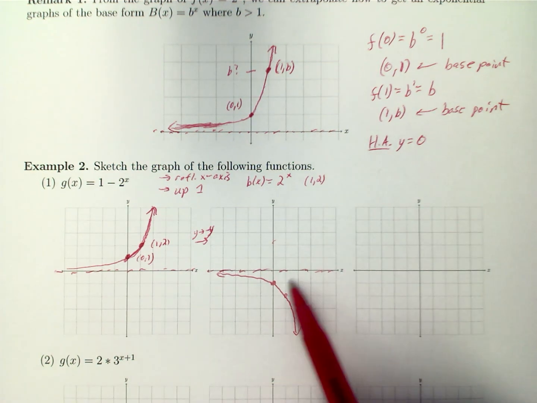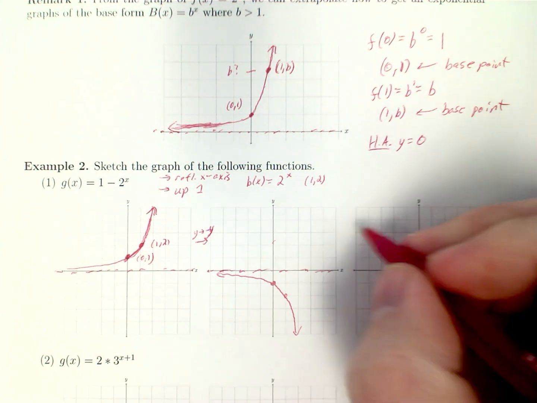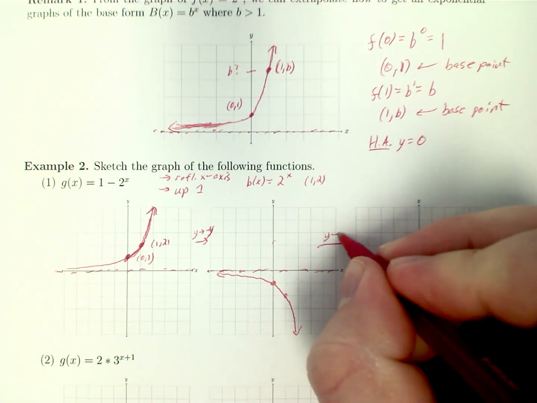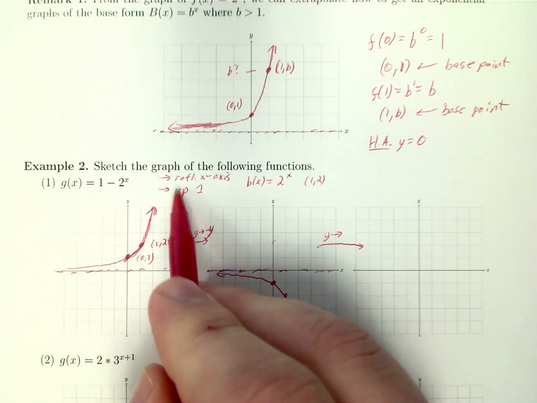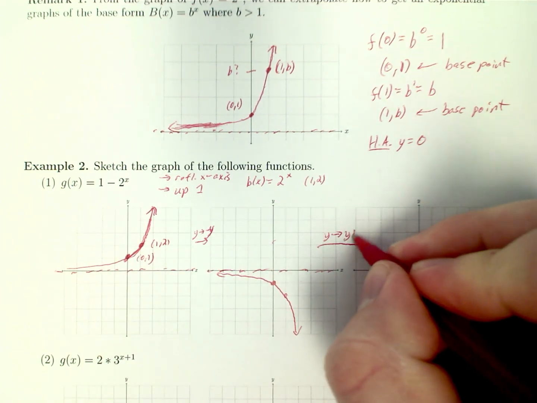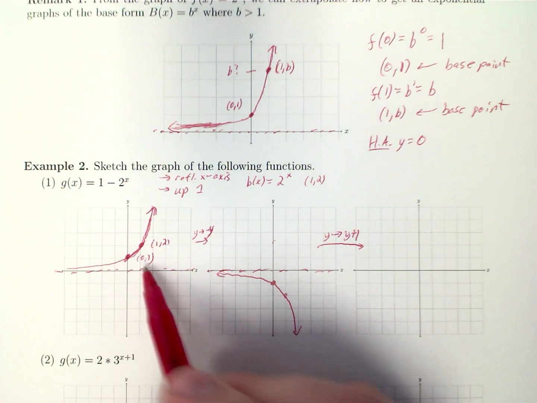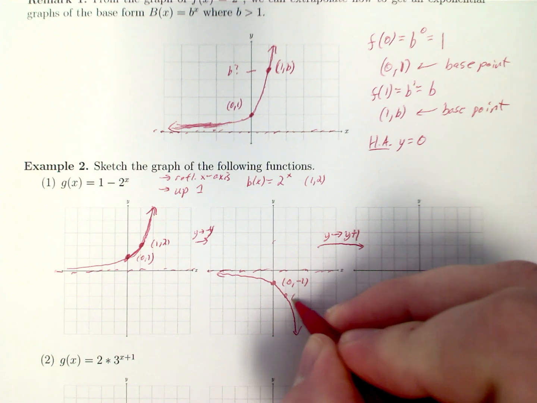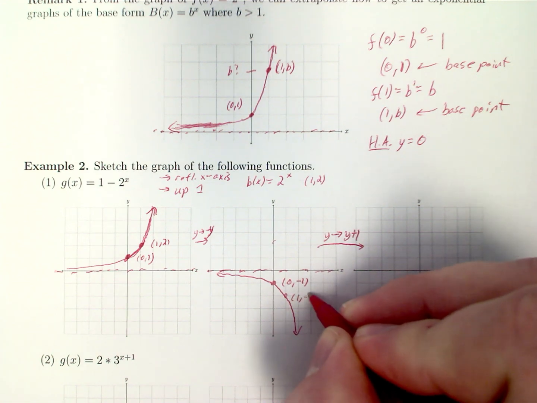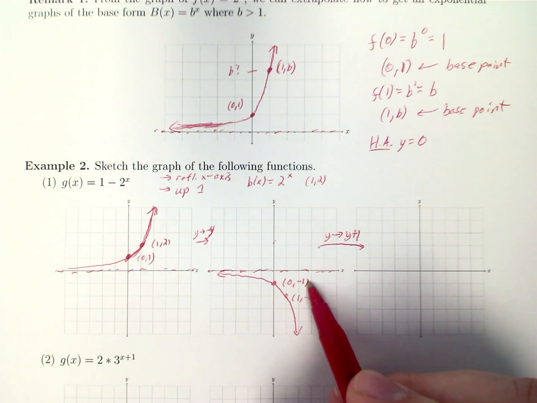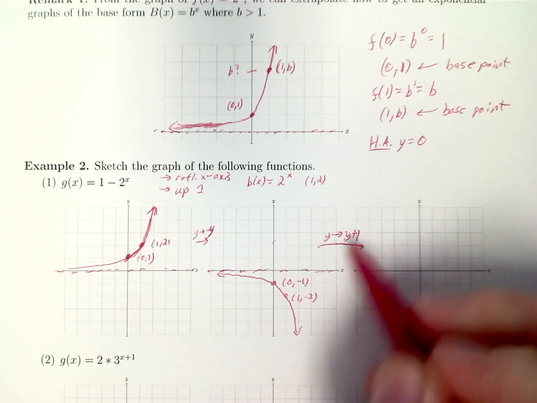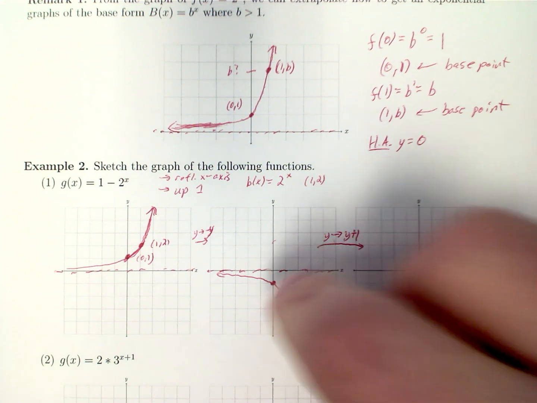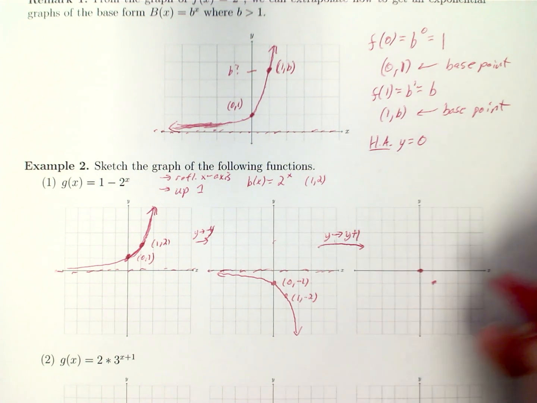And then lastly, we're going to shift up 1. When you're shifting by adding 1, the plus 1 is on the outside of the function, so it affects the y values. You're just adding 1 to those y values. So instead of 0, negative 1 and 1, negative 2, you're going to have 0, 0, because we're adding 1 to negative 1, and 1, negative 1. These 2 points just get shifted up.